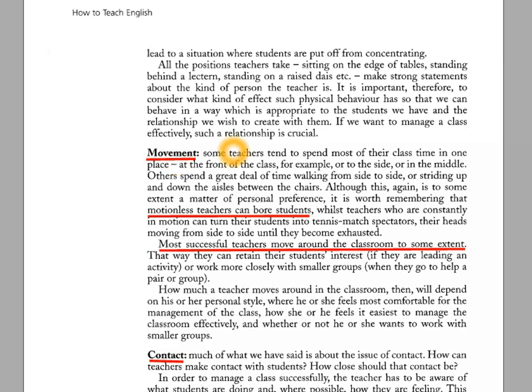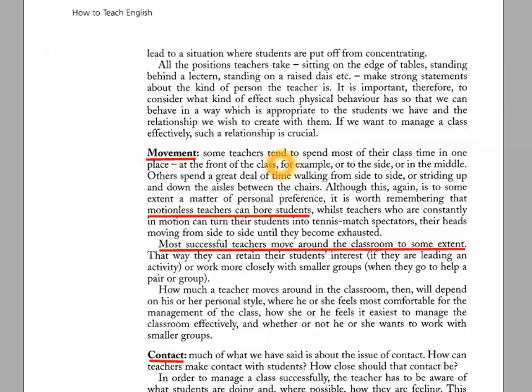Movement. Sometimes the position of the teacher, like sitting on the edge of the table, standing behind a lectern, or standing and raised up, makes a strong statement about the kind of person or teacher. It's important therefore to consider what kind of effect such physical behavior has so that we can behave in a way which is appropriate. It means you have to decide whether to stand in the middle of the class or on the edge of the table. That's very important for the students because of the body language.